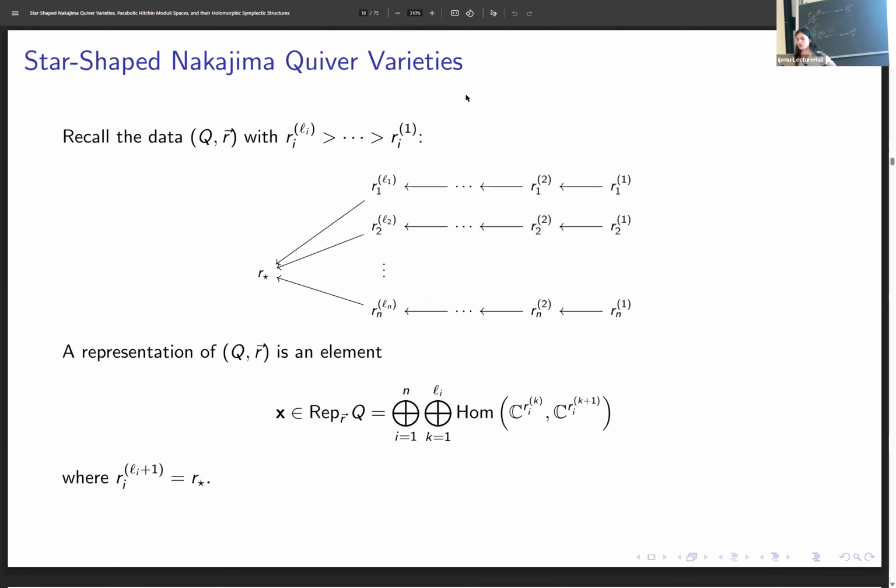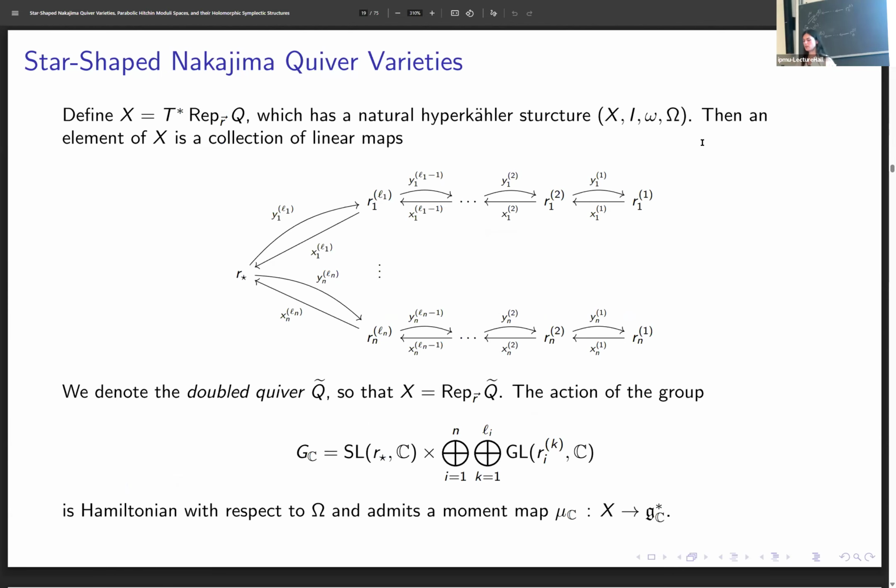Okay, so we have this quiver, and now I'm going to talk about the Nakajima quiver variety associated to this quiver and dimension vector. So a representation of this data is a collection of homomorphisms along each arrow, where you think of these as an r-dimensional vector space for each node. You can take the cotangent bundle of this Rep Q vector space, and elements of that cotangent bundle will have arrows going in the reverse direction as well. So homomorphisms X as well as Y. So you can think of these as representations of the doubled quiver.